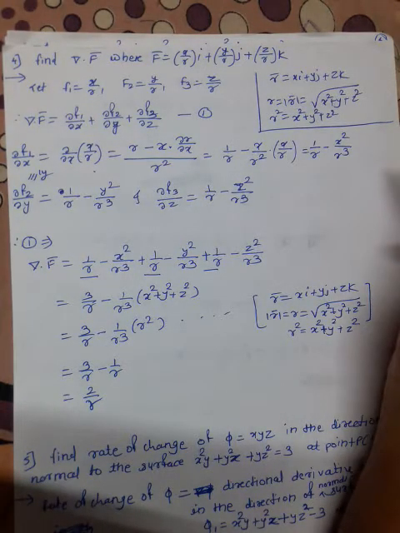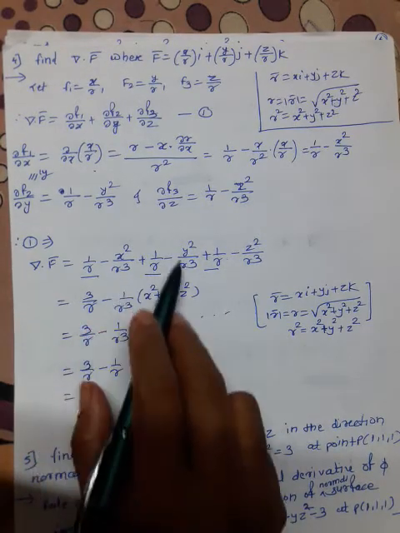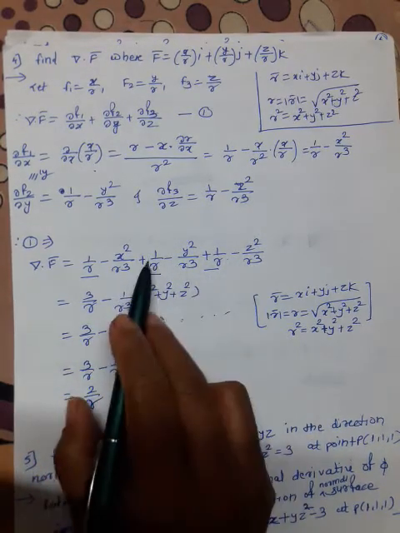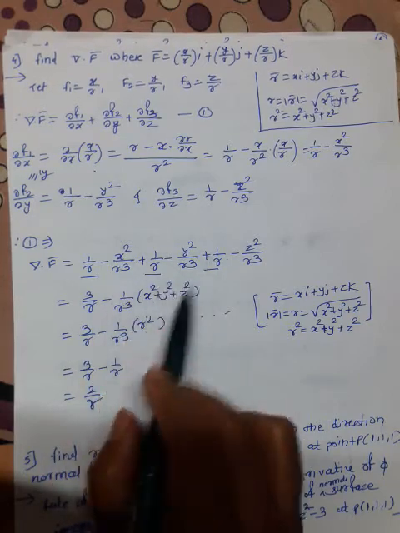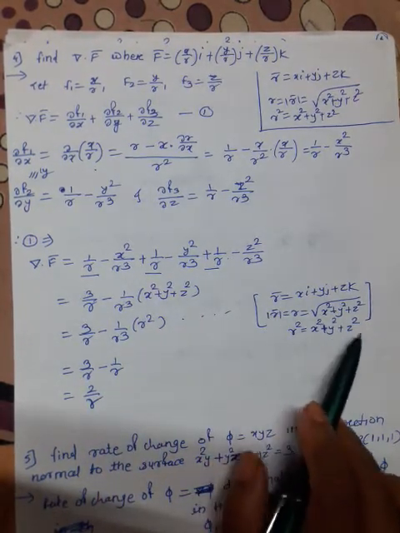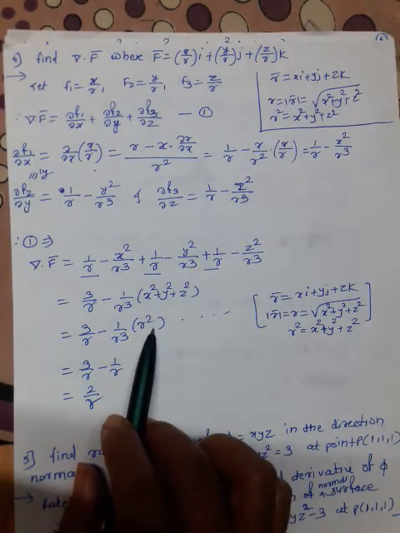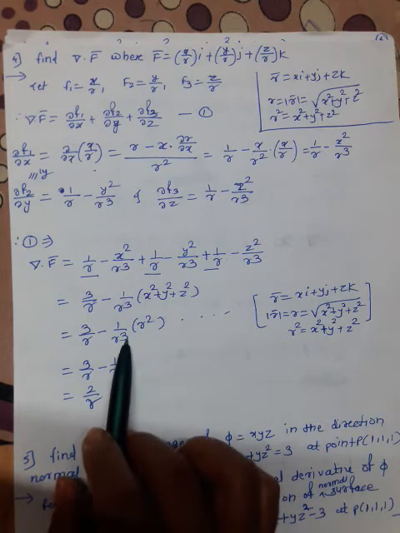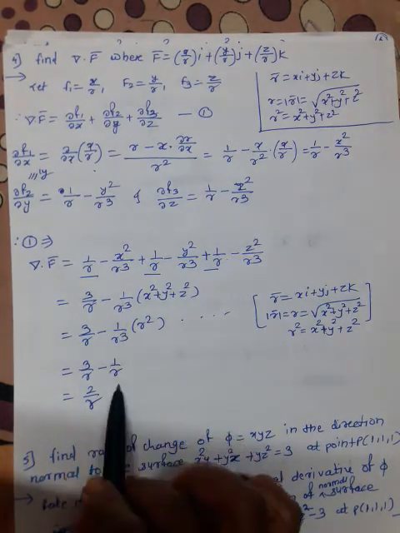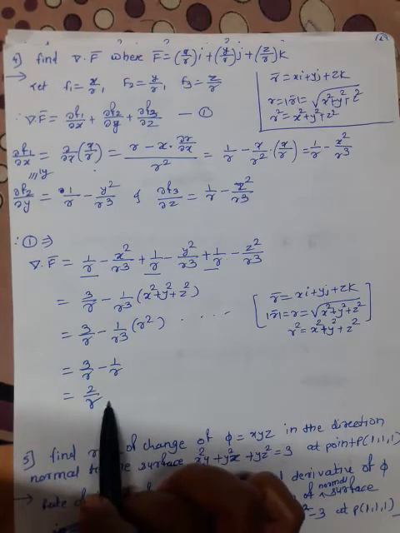Therefore, it is 3 upon r minus, as 1 by r cube is common, in the bracket it remains x square plus y square plus z square. And we know by this definition x square plus y square plus z square is r square. Therefore, put the value here, r square gets cancelled. We get 3 by r minus 1 by r. Denominator is the same, 3 minus 1 is 2 by r. Answer is 2 by r.